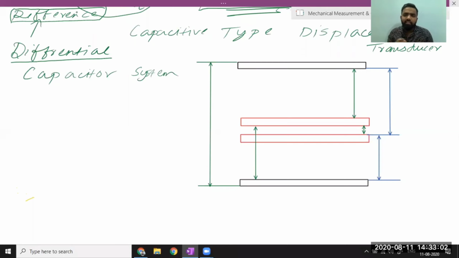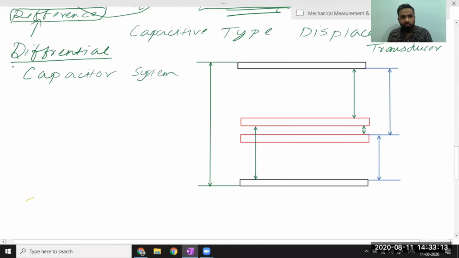And this difference is nothing but some kind of an electrical connection, which gives us a difference of voltage, which gives us a difference of capacitance. It can be anything. But one thing is for sure, whenever you see the word differential, you should understand that this is more about difference. Now, capacitor system: when you get to these words, you should be sure that we are going to use some kind of capacitor.